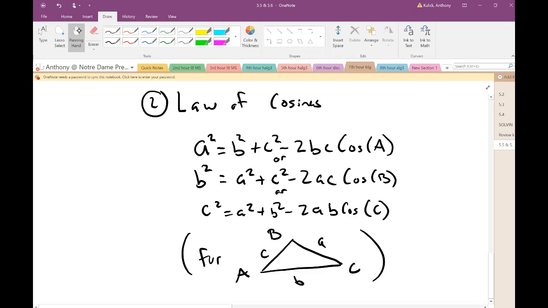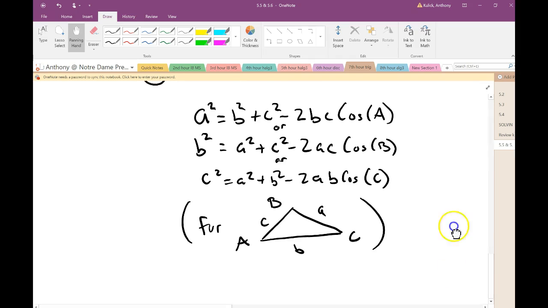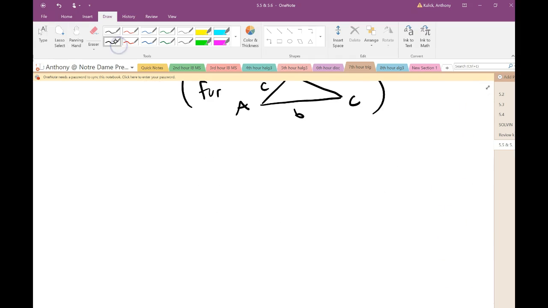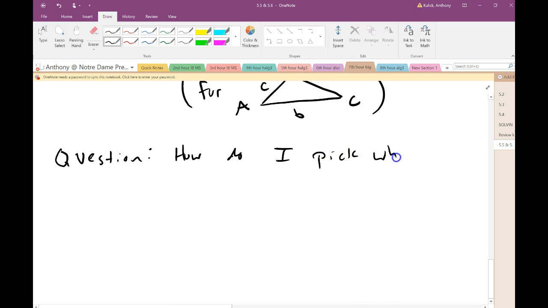So we have these two new rules that we can use to deal with non-right triangles. The big question is, now, let's say, how do I pick which one to use?